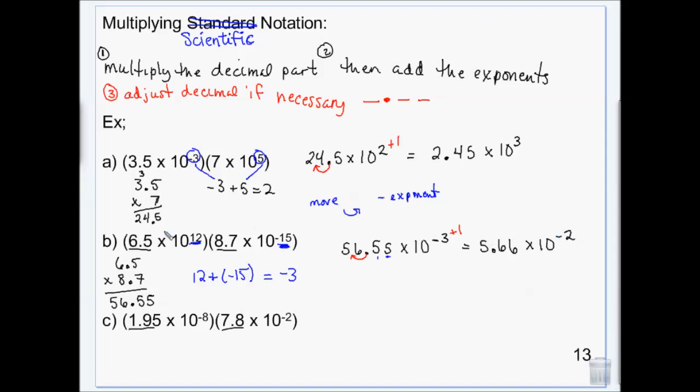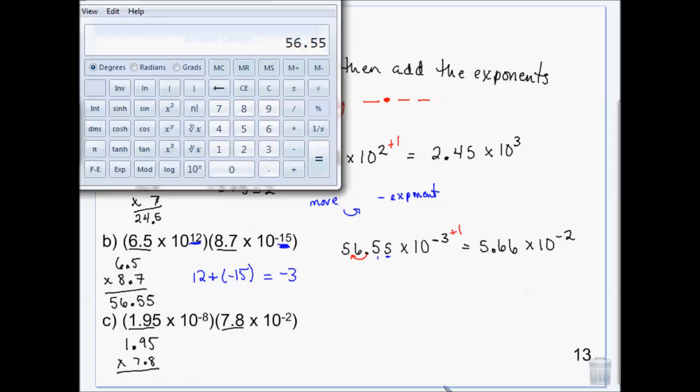So we'll multiply 1.95 times 7.8, and again, thank you.